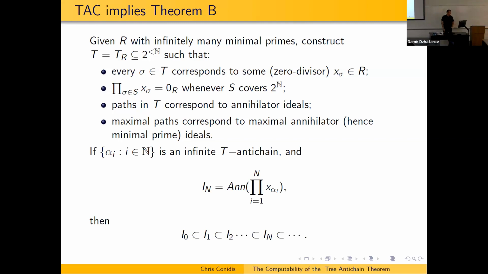If you have these properties, the way it works is that you start with a ring, and you use your ring to generate an infinite, completely branching tree.